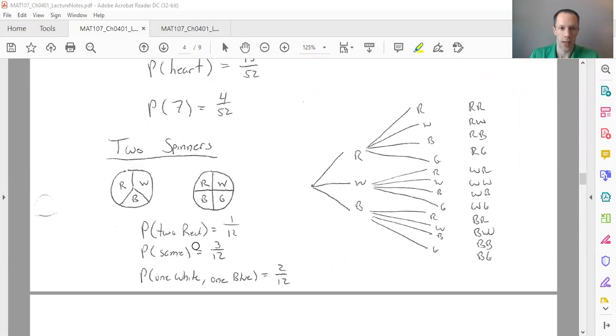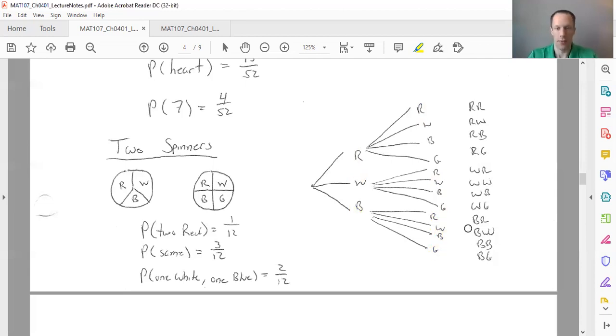Well, before we can answer that question, we probably need to identify the sample space here. It's a 2-part experiment because there's 2 spinners, so I'm going to use a tree diagram. The first spinner could be red, white, or blue, so I've got 3 branches there for the first spinner. And then no matter what color I get on the first spinner, I could always get red, white, blue, or green on the second. So if I get red on the first spinner, I could get red, white, blue, or green on the second spinner. If I get white on the first one, I could get red, white, blue, or green on the second. And if I get blue on the first, I could get red, white, blue, or green on the second.